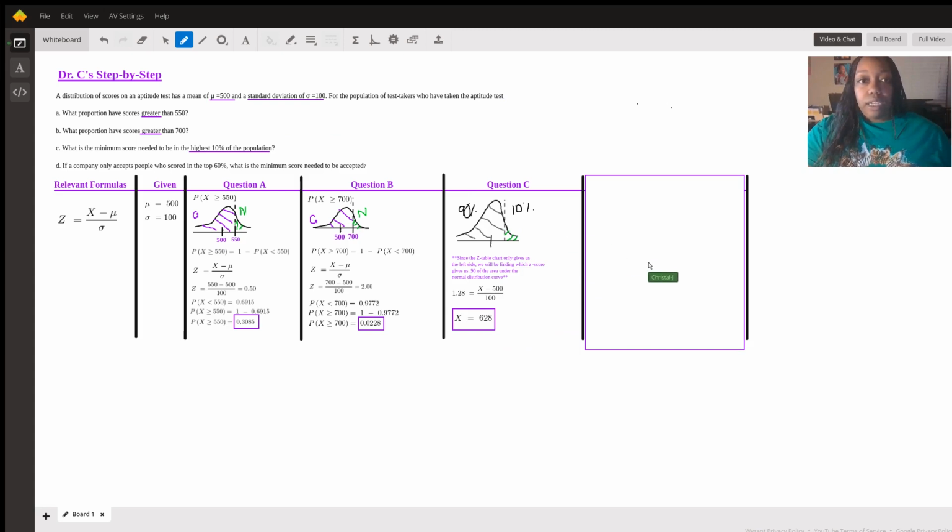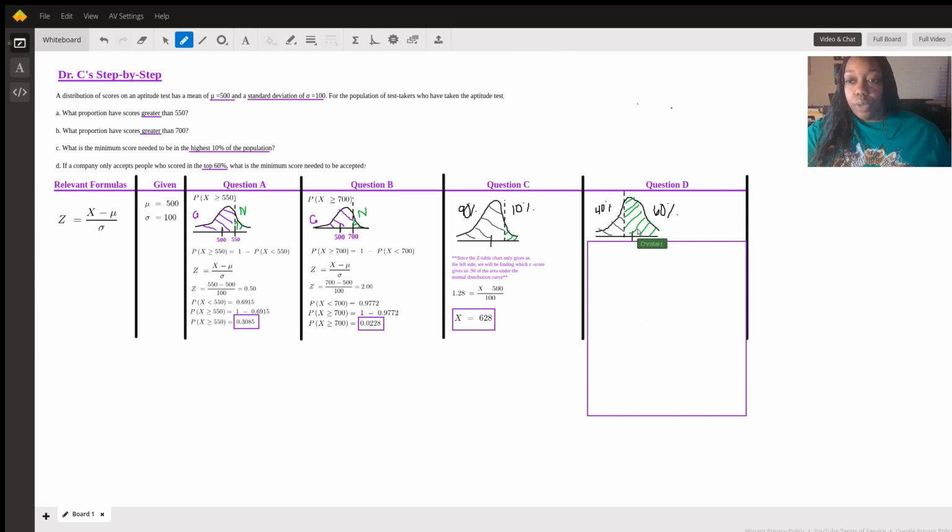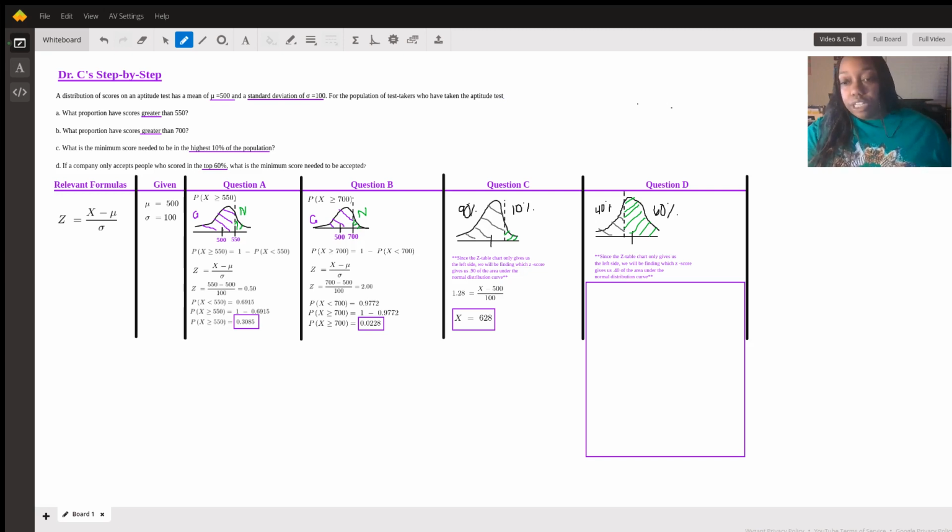Okay. Lastly, we have if a company only accepts people who scored in the top 60%, what is the minimum score needed to be accepted? So again, underline the important parts. So top 60%. Okay. When we do top 60% out of 1, that means the bottom part is going to be 40. So we need top 60%. We're going to get 40. That's what we're going to solve for. Okay. So again, since the z-table chart only gives us the left side, we'll need to find which z-score gives us 0.4 of the area shaded.